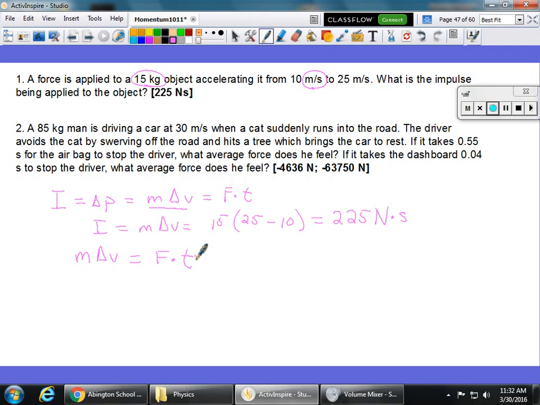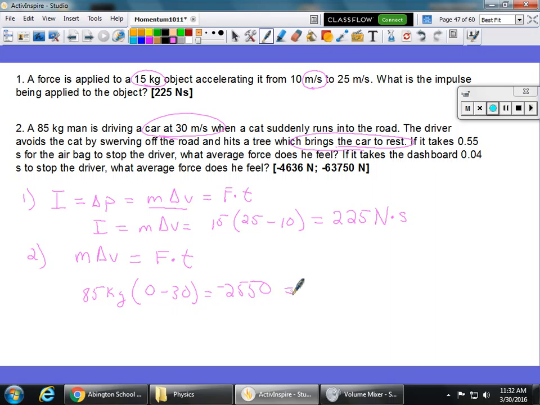So for part one, we're looking at question number two. The mass of the man is 85 kilograms, and we're going to calculate his change in velocity. Well, his final is 0 because it says he comes to rest. It brings the car to rest when he hits the tree. And his initial velocity is 30 meters per second from the problem. So that's minus 30. And we're going to multiply that out. That should give us 2,550, and that's going to be negative because we're going to have a negative change in velocity here.